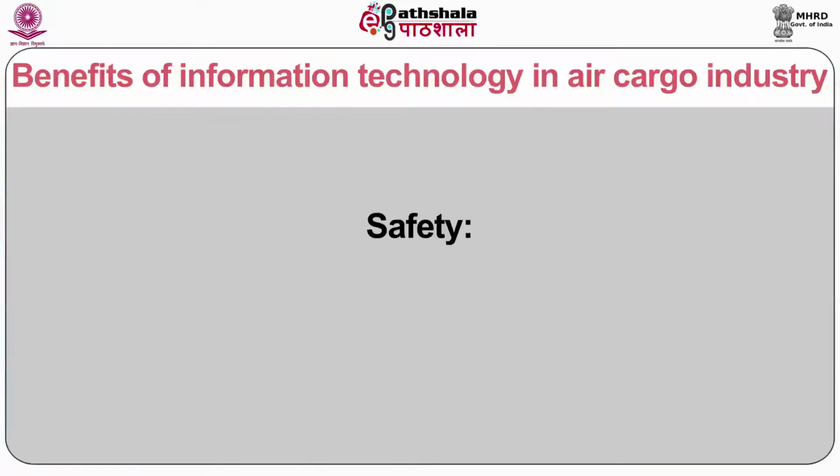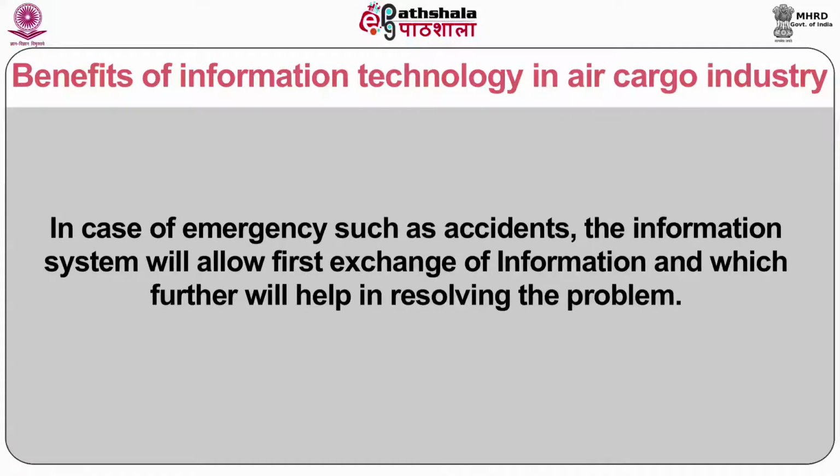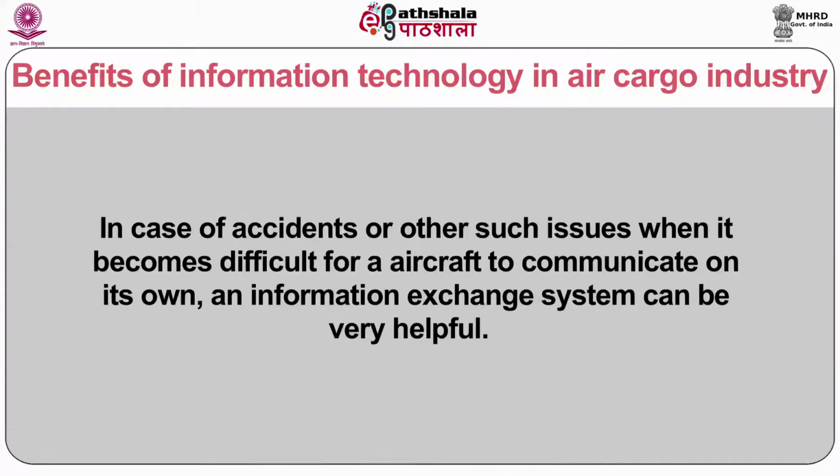The first one is safety. A good information exchange system helps in better coordination between aircraft and leads to greater safety of operations. In case of emergency, such as accidents, the information system will allow fast exchange of information, which further will help in resolving the problem. In case of accidents or other such issues, when it becomes difficult for an aircraft to communicate on its own, an information exchange system can be very helpful.